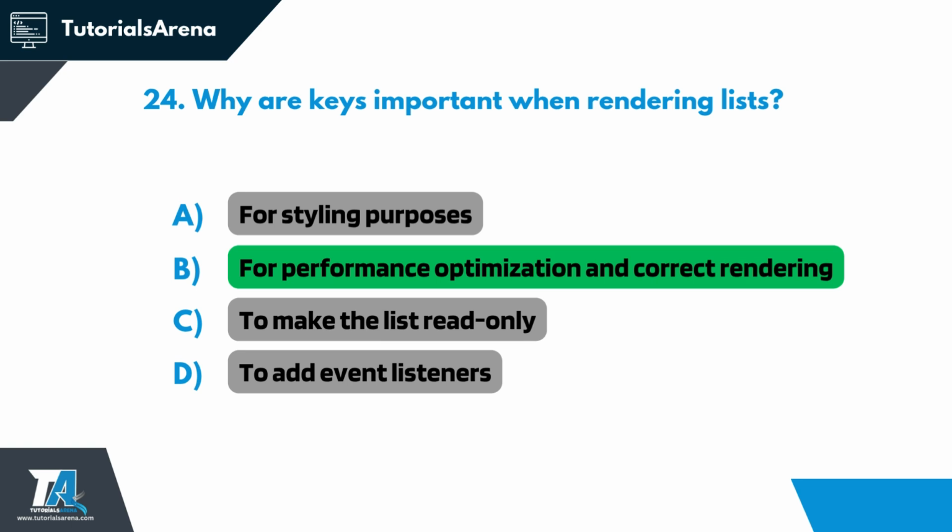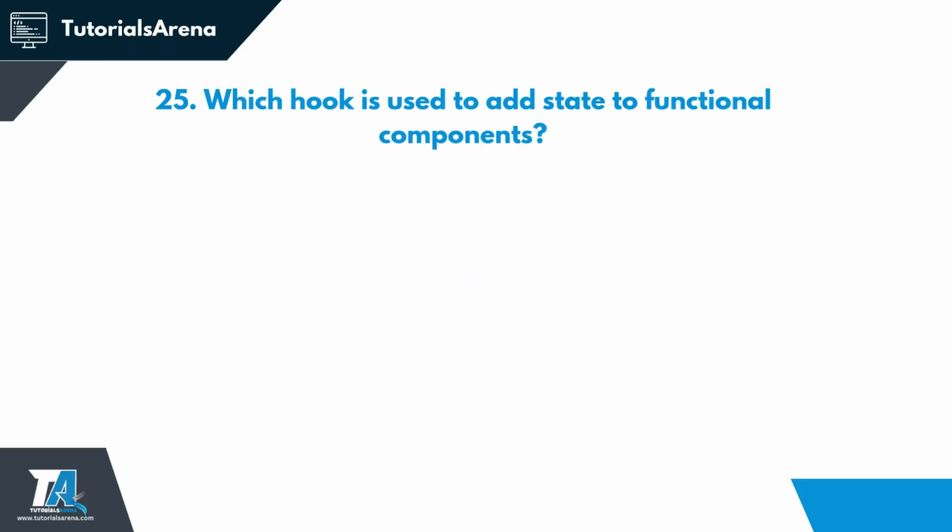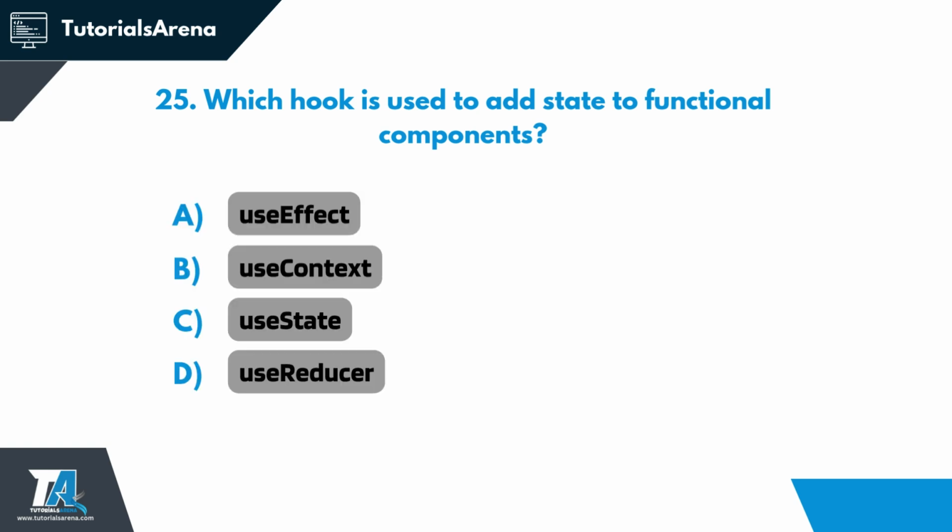Moving on to the next question. Question 25. Which hook is used to add state to functional components? The options are option A, useEffect. Option B, useContext. Option C, useState. Option D, useReducer. The correct answer is option C, useState.